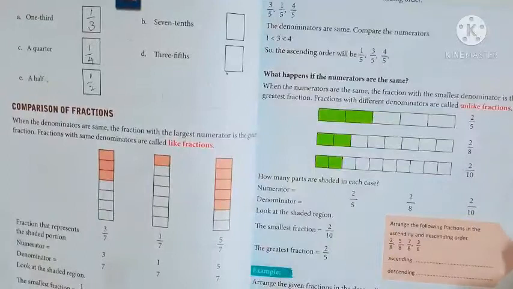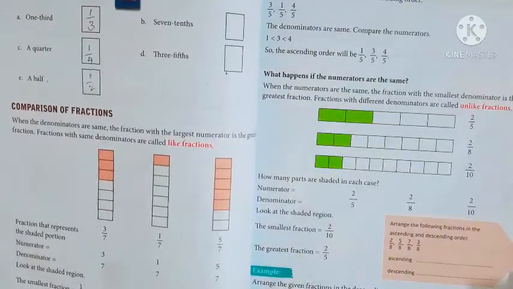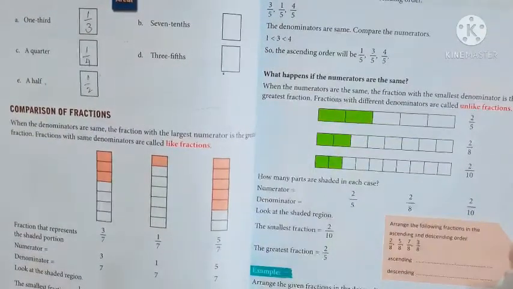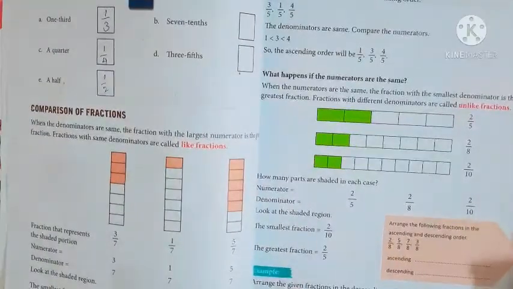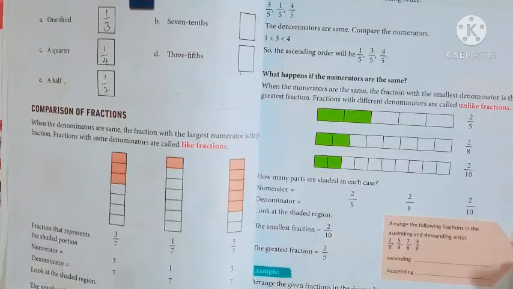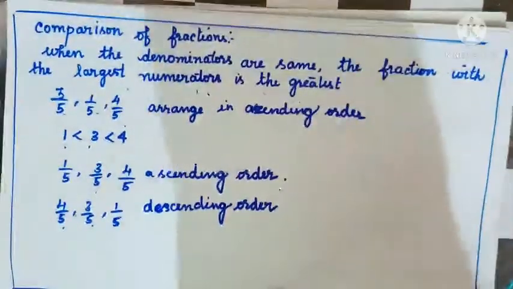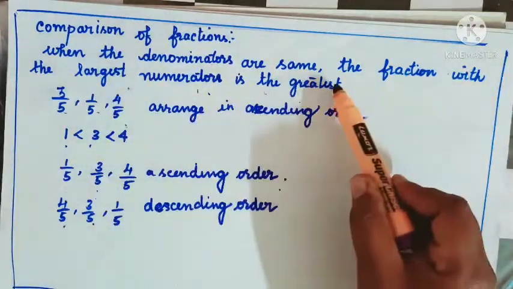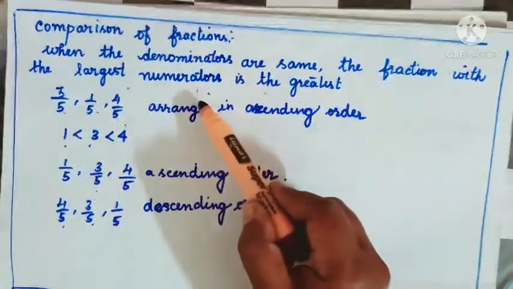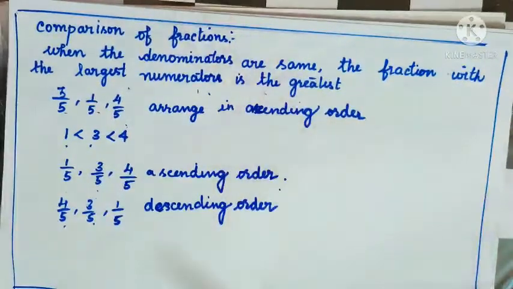You have two things here: one is like fractions, another is unlike fractions. First we will do like fractions and next unlike fractions. So here, in comparison of fractions, when the denominators are same, the fraction with the largest numerator is the greatest.